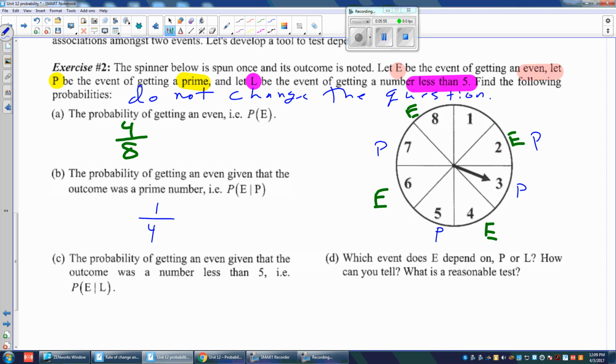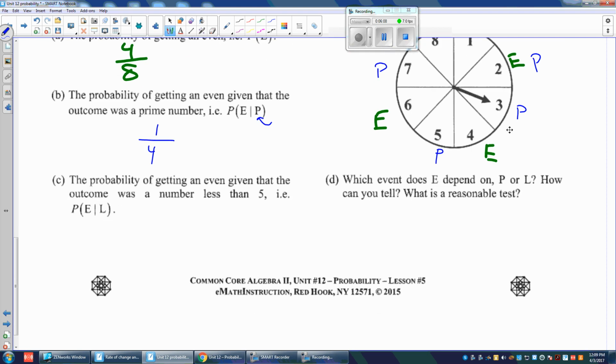There's one of them that is even. We're only looking at the primes. That's what that means. We're only counting the primes. Do not change the question. The probability of getting an even given that the outcome was a number less than 5. Less than 5, less than 5. There are 4 numbers less than 5, and 2 of them are even.